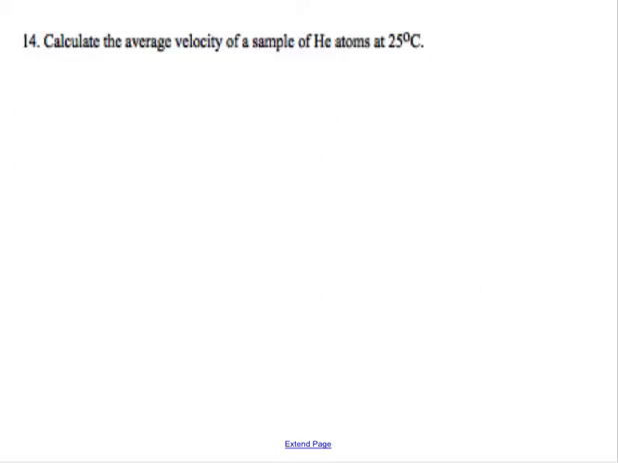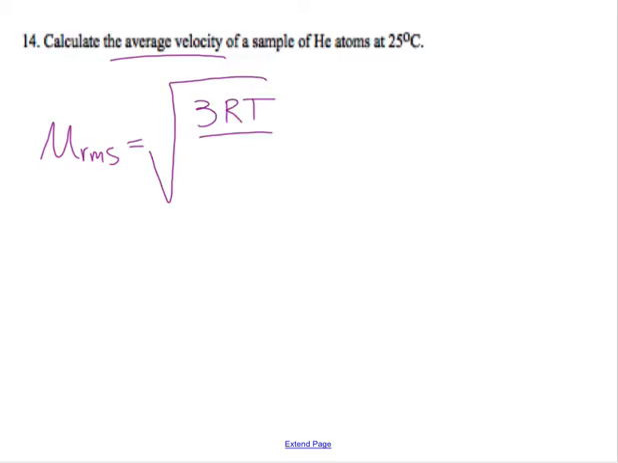All right. So calculate the average velocity of a sample of helium atoms at 25 degrees Celsius. So if we're finding velocity, what do we use? Root mean squared velocity. And what is that equal to? Just tell me the equation for practice. The square root of 3RT over the molar mass. So we want the root mean squared velocity of helium. And so do we have a temperature? 3 we know. It's just the number.